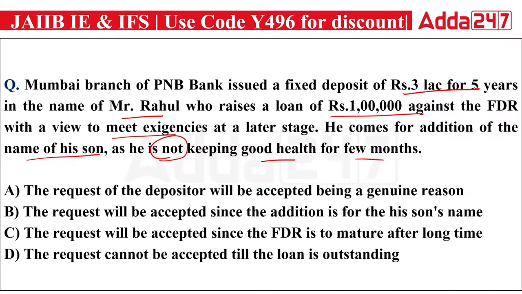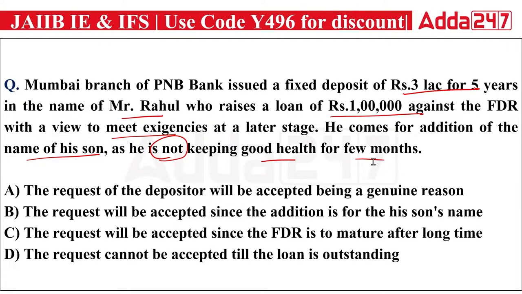Okay, now Mr. Rahul wants the FDR, the fixed deposit receipt, to be transferred to his son only because he is not well, so he wants to transfer the FD name to his son. So is it possible to do? First, the request of depositor will be accepted being genuine. Second, the request will be accepted since the addition is for his son's name. Third, the request will be accepted since the FDR is to mature after a long time. Fourth, the request cannot be accepted till the loan is cleared. Which of the following will be true?